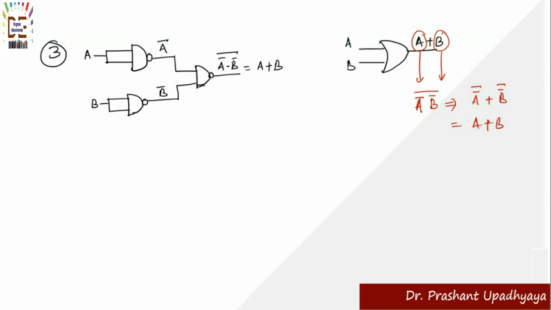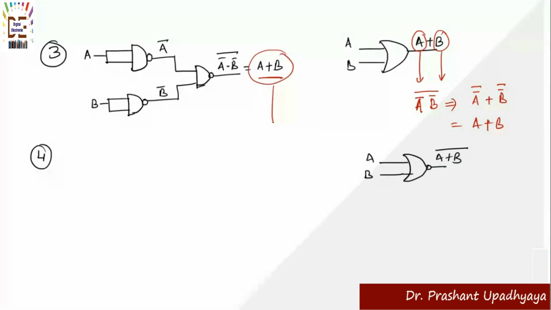Now if I ask you, now implement the NOR circuit. What is the NOR circuit? A plus B whole bar. So NOR will be like this, A, B, and we will be getting A plus B whole bar. How are you going to design this? You can see that we have already obtained this A plus B here. What we require is only to make it a bar.